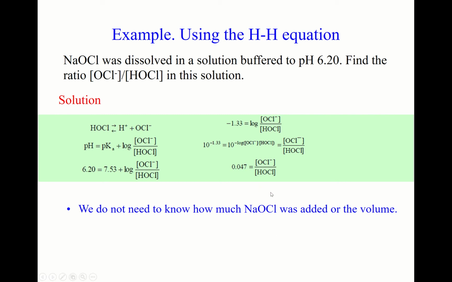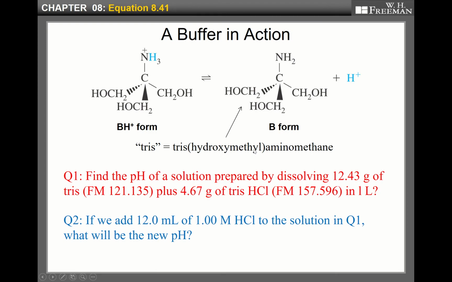You understand, right? To make this ratio, you can have this concentration about 0.0467 and this species 1. Or if you have the concentration of hypochlorite 0.47, then to make this ratio constant, the hypochlorous acid concentration needs to be 10 times larger. And then the buffer capacity increases. You'll see soon. Okay, let's keep going.